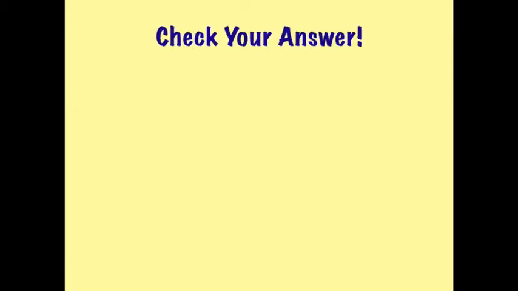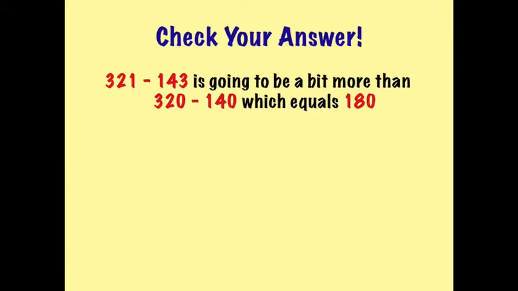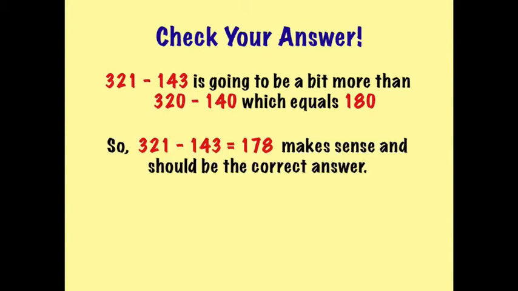Now we're going to check our answer. Because 321 minus 143 is going to be a bit more than 320 minus 140, a difference of 180, we can agree that a difference of 178 makes sense for our algorithm of 321 minus 143.